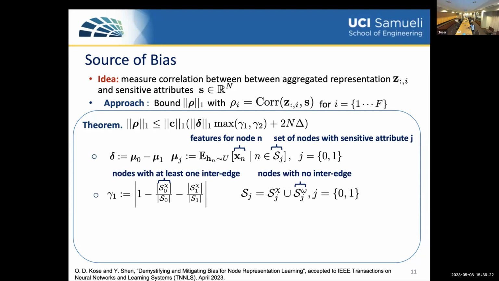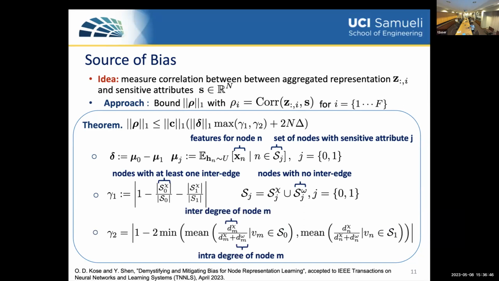Gamma 1. There's a lot of notation here. If you see a chi, it means cross group. If you see an omega, it means within group. What it basically says is that the population of the nodes with or without inter-edges matters. Gamma 2: here D denotes the degree of the nodes, either inter-degree or intra-degree. Basically, it counts how many neighbors a node has within or across groups. Gamma 2 says that the ratio of inter-degree and intra-degree matters.